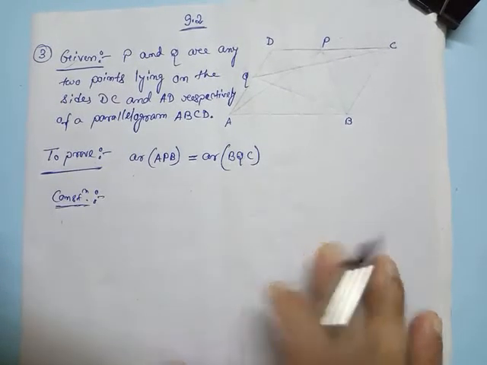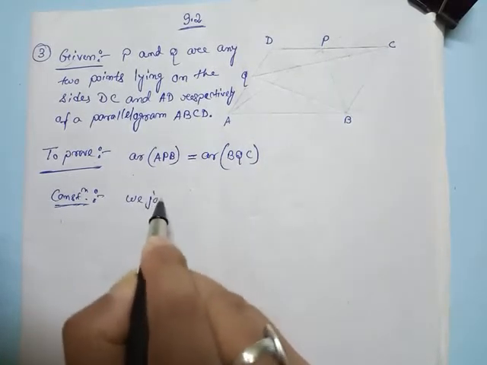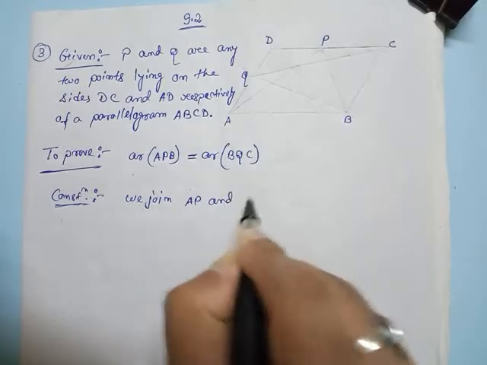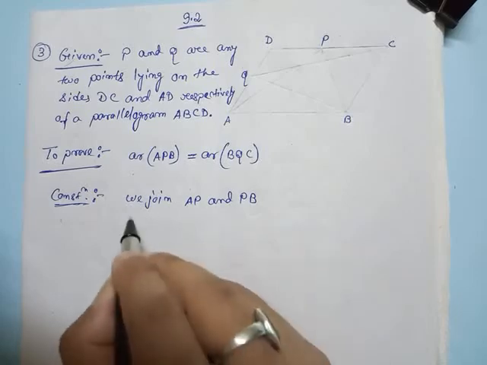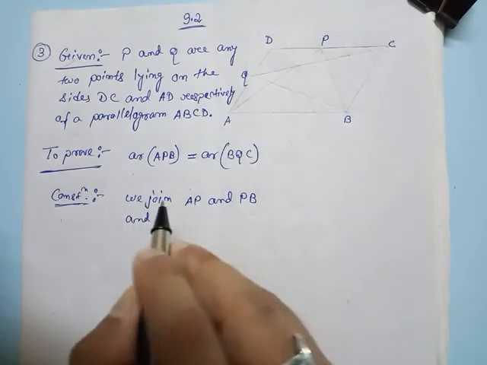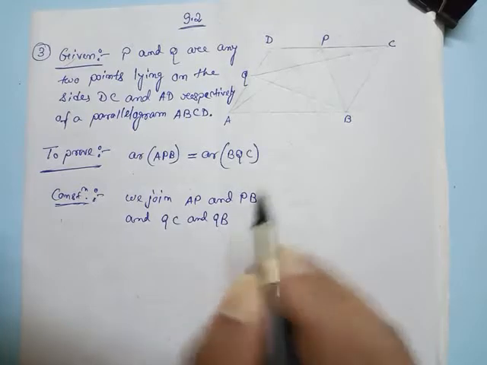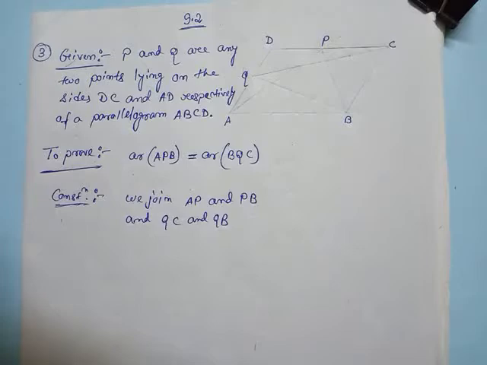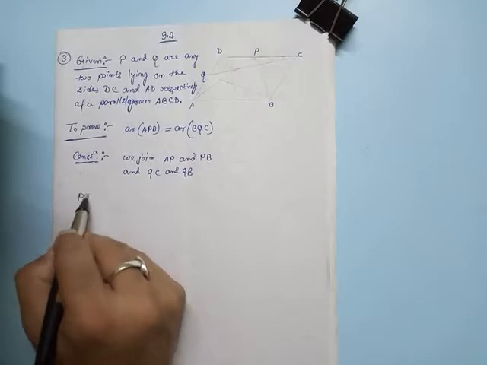Now we join AP and PB and QC and QB. Look here, AP and PB and QC and QB. So next part is proof. Now student, I will start proof here now.